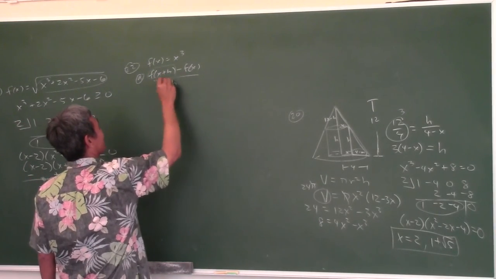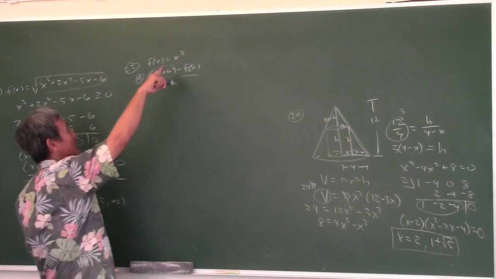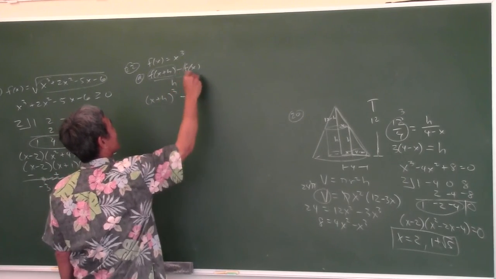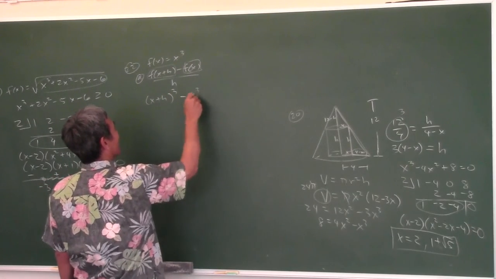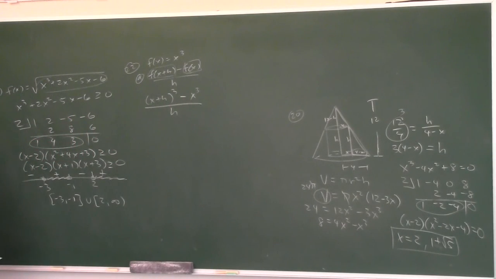Break it up into parts. This means substitute x plus h in for x in the original function. So that's going to be x plus h cubed. Then you subtract the original function, and then you divide the whole critter by h. And then, of course, you need to simplify.